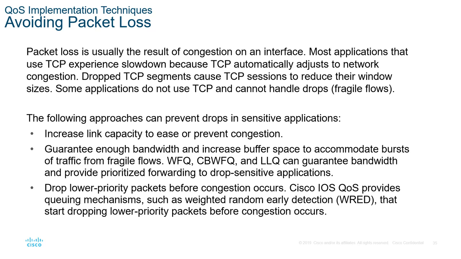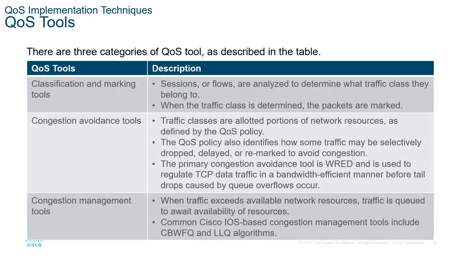You can also start implementing a way to drop lower priority packets before the congestion occurs. In Cisco IOS, QoS does provide queuing mechanisms such as weighted random early detection, that starts dropping lower priority packets before the congestion actually occurs. The problem with that is dropping packets with TCP does mean that it's going to send more packets. Some of the other tools are classification and marking tools and congestion avoidance tools, things like traffic classes, setting up the appropriate policies, and looking at any type of avoidance tool that you can implement. We also have what's called congestion management tools.